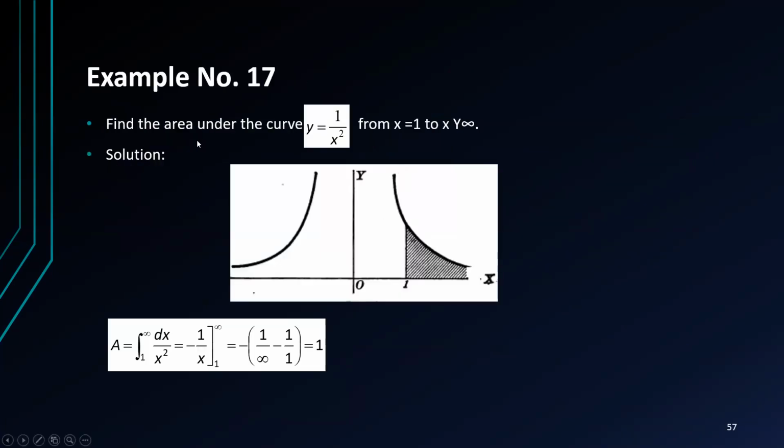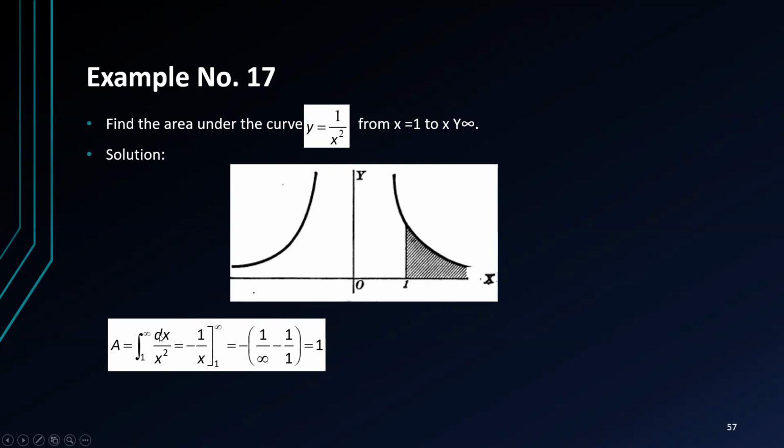So, find the area under the curve. Example number 17, y is equal to 1 over x squared from x is equal to 1 to x approaches infinity. Okay? So, solution. Dito hanggang doon hanggang approaches sa infinity. So, may area yan.